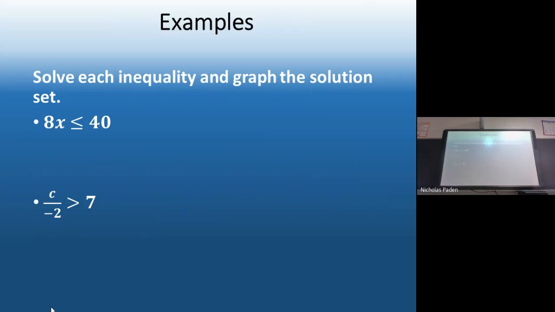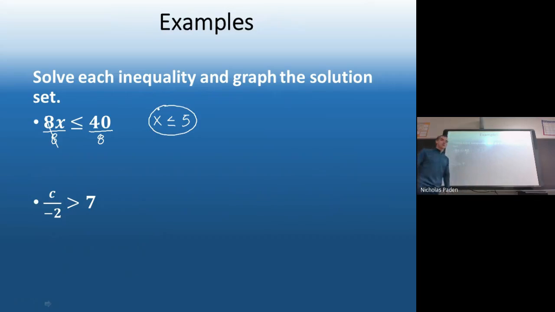All right, so our first one here, 8x is less than or equal to 40. So to solve this, think about solving an equation. We have to get rid of the 8. It's 8 times x because there's nothing in between the 8 and the x, which means we need to divide by 8 on both sides. We divided by a positive number. So when we divide by a positive number, we do not flip the sign. So we divided by positive 8, that's going to stay the same. So it'll still be x is less than or equal to 40 divided by 8 would get us 5.